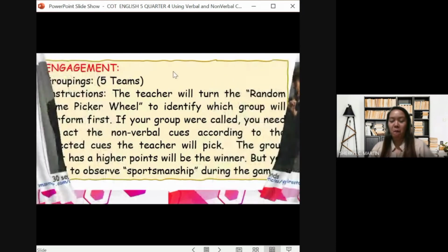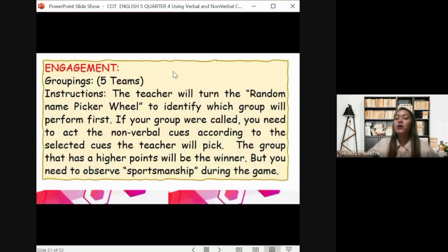Now, so I know for sure you are with your teammates already. So this one is for your groupings. Listen carefully to the instruction. The teacher will turn the random name picker wheel to identify which group will perform first. But teacher already made a slide of the sequence.